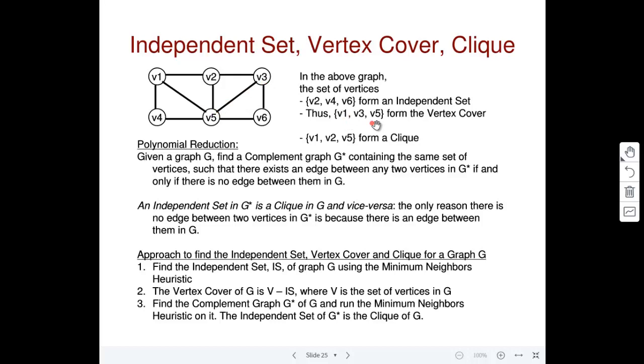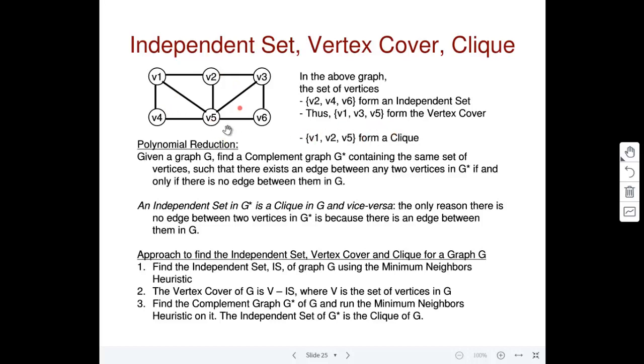That's fine. So again, the entire set of vertices, all the 6 vertices, could be considered as a vertex cover, because if I say all the 6 vertices form the vertex cover, then it automatically satisfies the definition of a vertex cover. For every edge, at least one of the two end vertices will be in the vertex cover. So that means we are not interested in finding the largest possible vertex cover, we are interested in finding the smallest possible vertex cover. Okay, so that's the notion behind vertex cover.